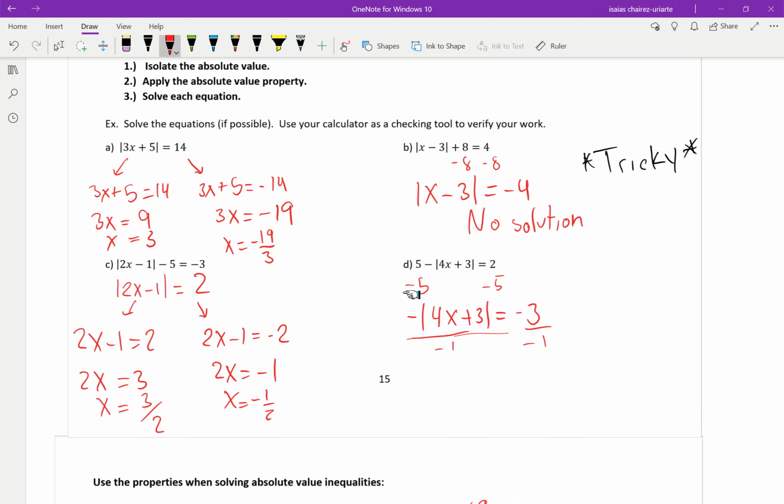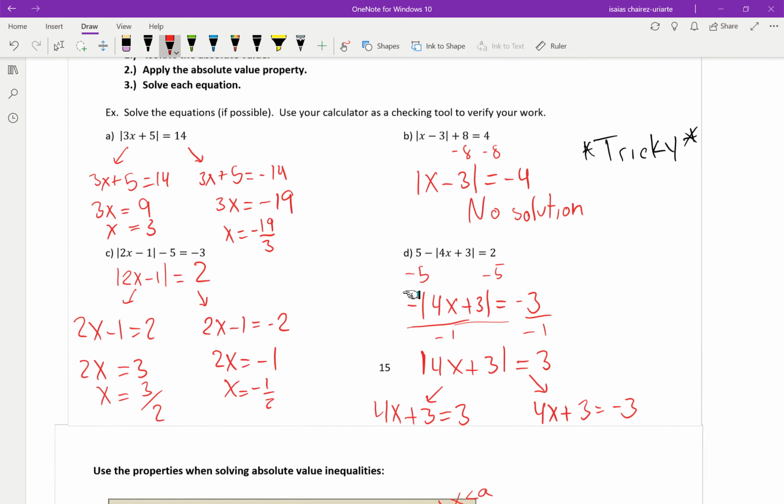Well, then that would say the absolute value of 4x plus 3 equals +3. And that's okay. We know how to proceed from here. This breaks up into two equations, one of them being 4x plus 3 equals 3, and the other one should be 4x plus 3 equals -3. And now we gotta solve each one of these little equations.